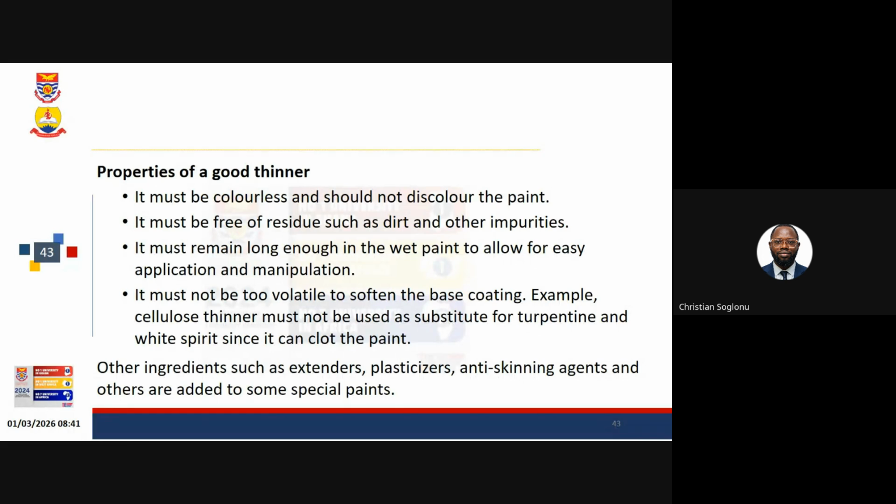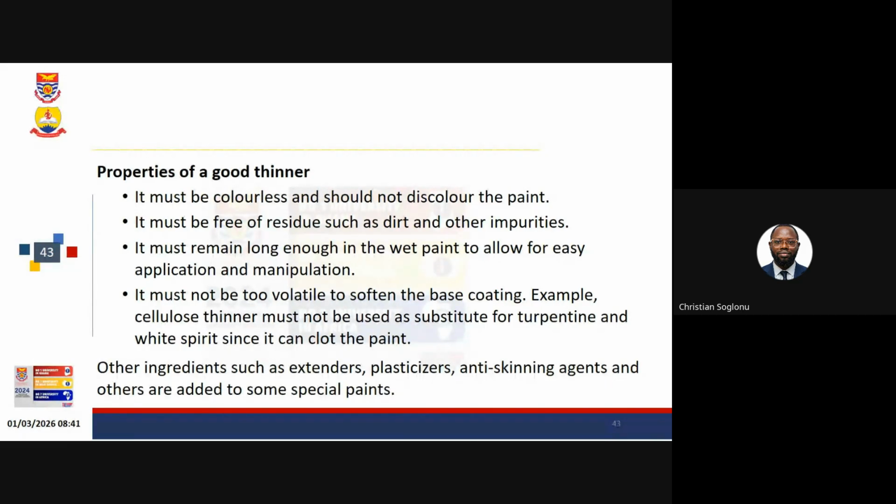Okay, so properties of a good thinner. We are saying it must be colorless and should not discolor the paint. So it should be transparent, colorless. There shouldn't be any color in it to disturb your paint. In that nature, we are talking about the pigments of the paint. If it is red, when you add thinner to it, you shouldn't get light red. It must be free from residue such as dirt and other impurities.